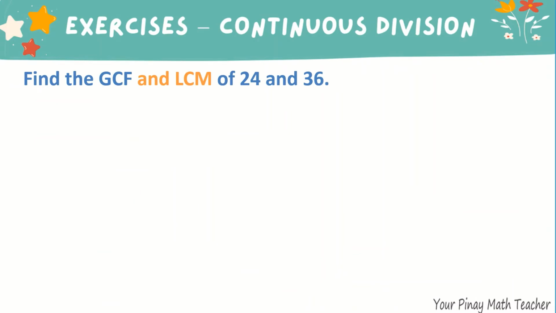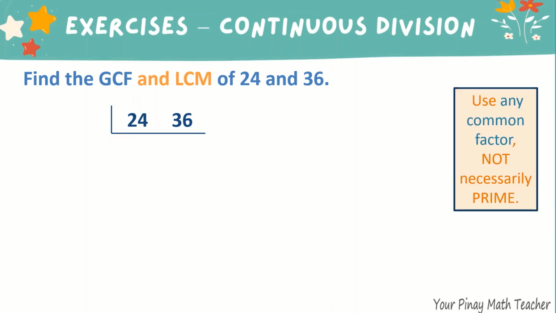Next example, find the GCF and LCM of 24 and 36. Again, you write the numbers horizontally. In this method, you are allowed to use any common factor which is not necessarily prime. So here, these two numbers can be divided by 2, by 3, by 4, by 6, even by 12. So I'm going to use the greatest common factor, which is 12. 24 divided by 12 is 2. 36 divided by 12 is 3. Since the two numbers cannot be divided anymore by any number except 1, then stop dividing.